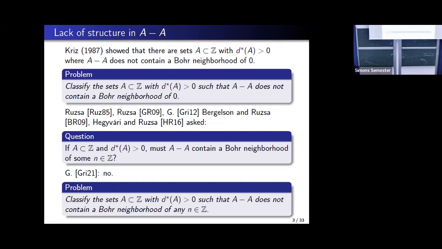And this problem, I think, is closer to what's doable now. Maybe if I convince a bunch of you that this is a good problem to work on, we can make some progress. It's probably still very difficult, but I think it's worthwhile to try to classify the sets of positive upper Banach density whose difference set does not contain a Bohr neighborhood of any integer.